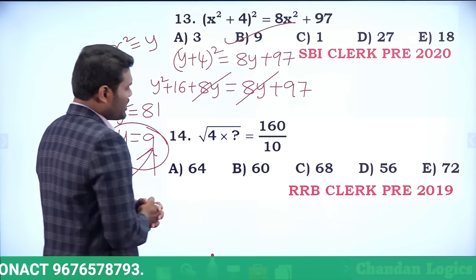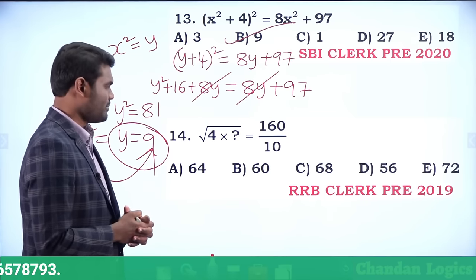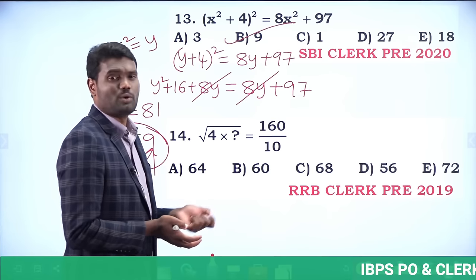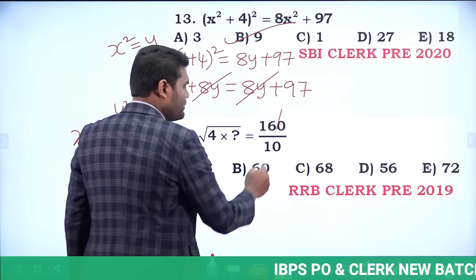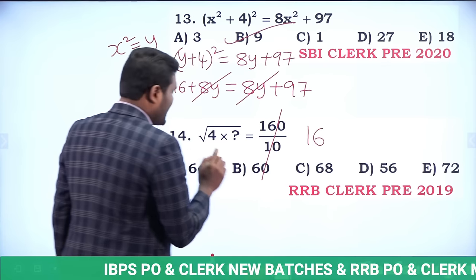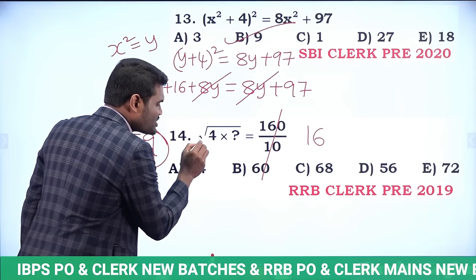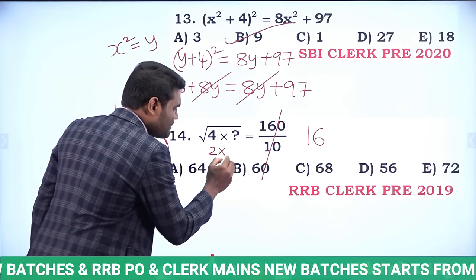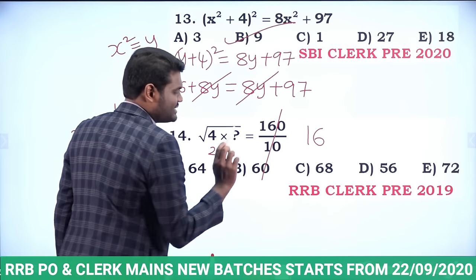Next question is square root of 4 into question mark is equal to 160 by 10. We are supposed to find the value of question mark. If you simplify here, 160 by 10 is nothing but 16, right? Now 4 is a perfect square. Square root of 4 is nothing but 2. 2 into something, something should be 16, okay?